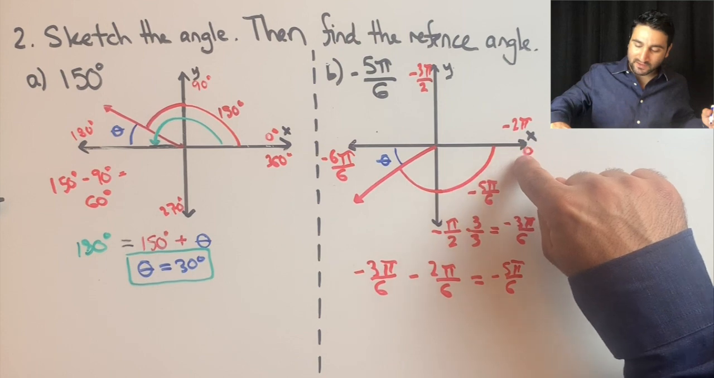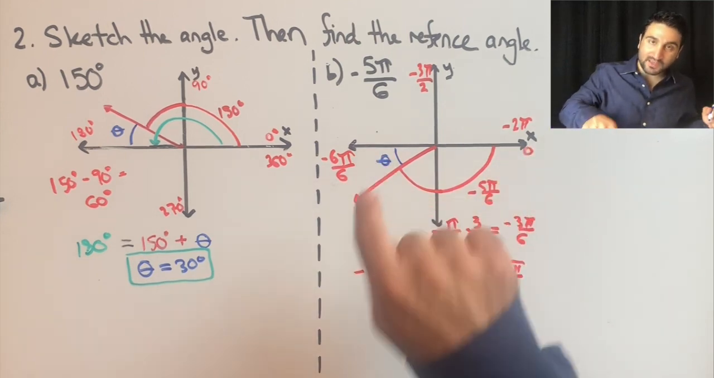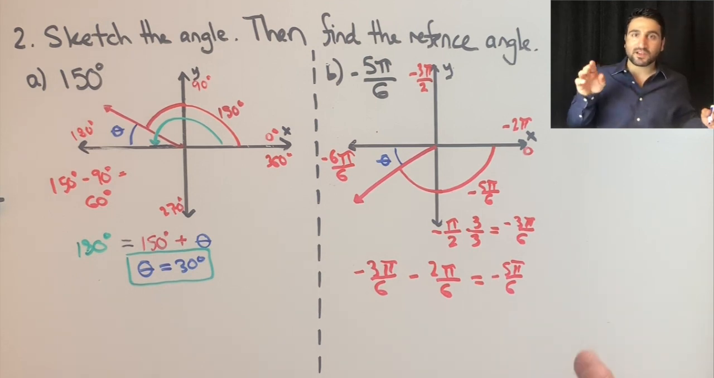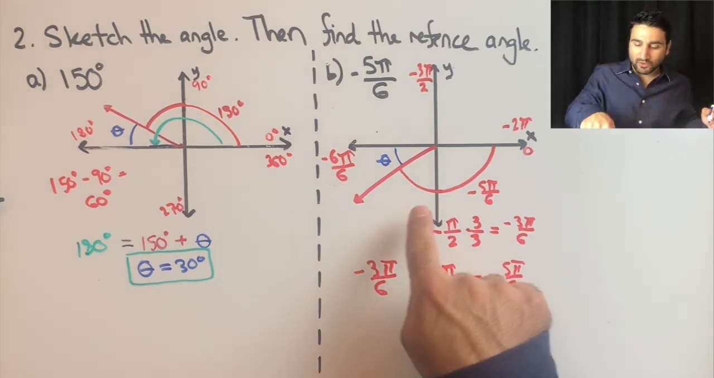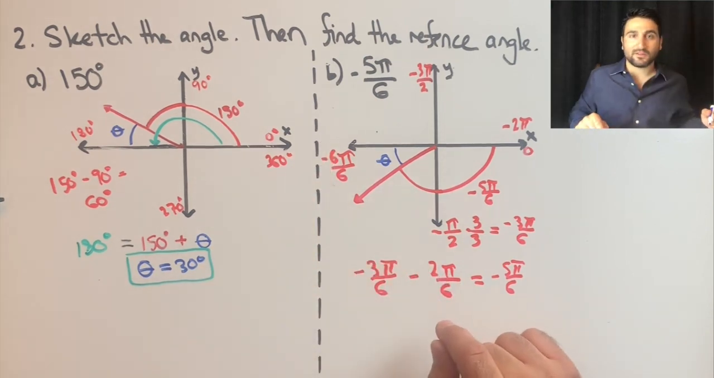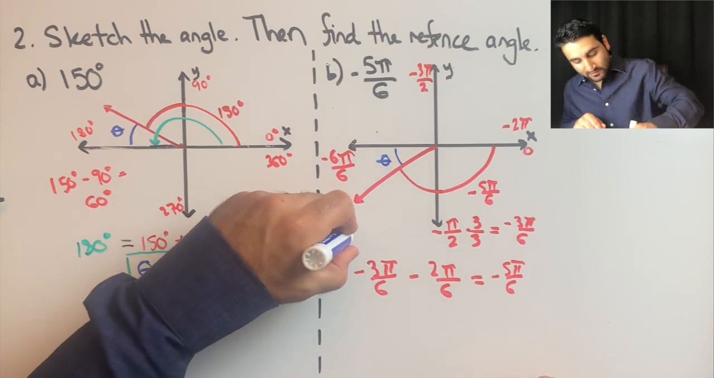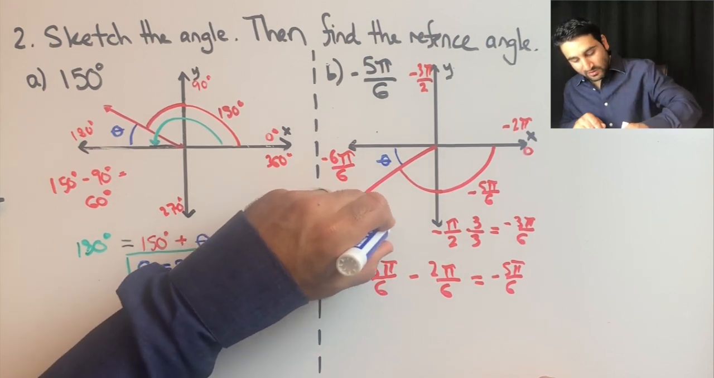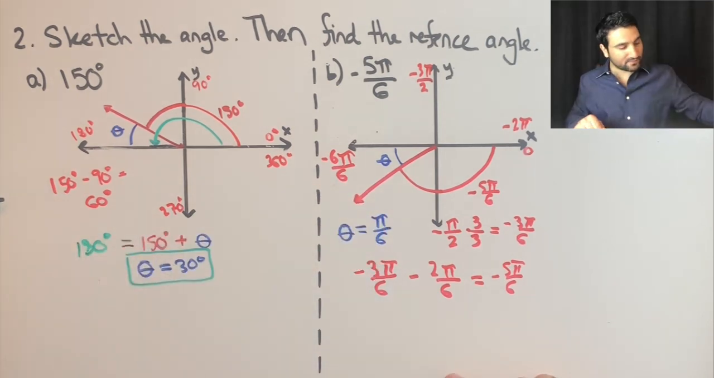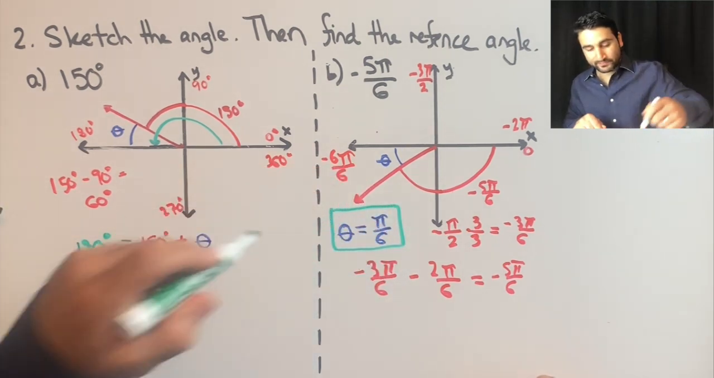If this is negative 5 pi over 6, you see how this is pi over 6. Another pi over 6 would get you from negative 5 pi over 6 to there. So our theta here is just pi over 6. And that's the reference angle for this problem.